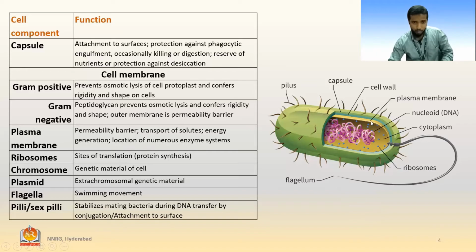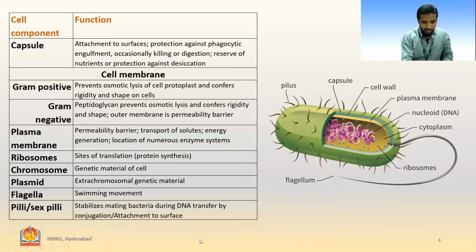The innermost covering is the plasma membrane. It has a permeability barrier, transport of solutes, energy generation, location of numerous enzyme systems. Okay, and the ribosomes, as you know, ribosomes are involved in synthesizing of proteins. It takes the RNA and starts synthesizing various proteins. And next is the chromosome. The whole ribbon thing is the chromosome. Chromosome means it is also a DNA, right? And a plasmid. Plasmids are the circular DNA, right?